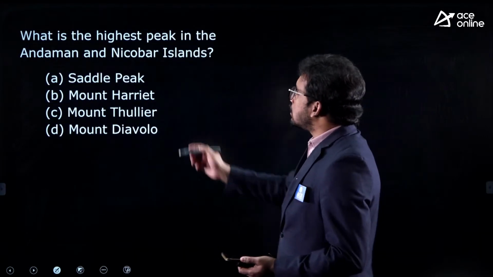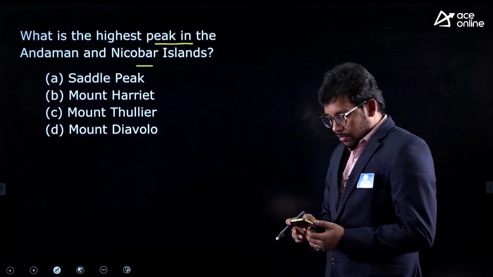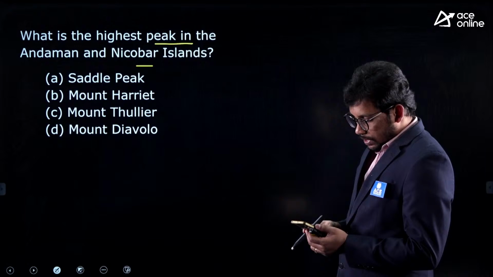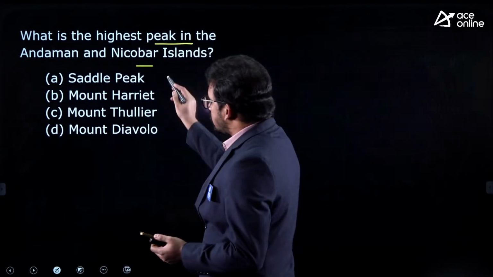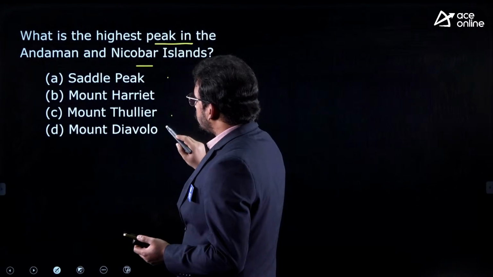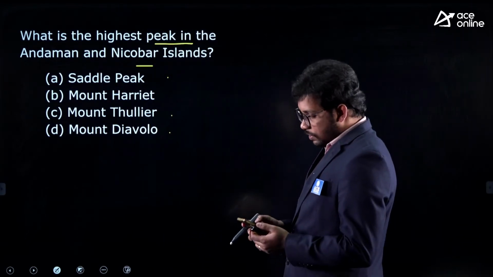Next one, what is the highest peak in Andaman Nicobar Islands? What is the highest peak in Andaman Nicobar Islands? Saddle Peak, Mount Harriet, Mount Tullier and Mount Diavolo. So can anyone answer this?